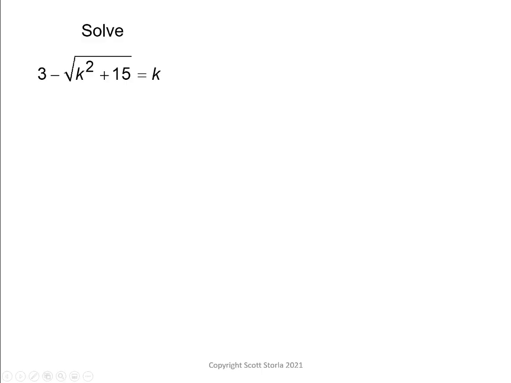Try this one. First, we'll have to isolate the square root term. Now, one way to do that would be to subtract 3 from both expressions. There's nothing wrong with that. Another approach would be to add the square root of k squared plus 15 to both sides and subtract k from both sides. That's just another approach, and I think I'll take that one.